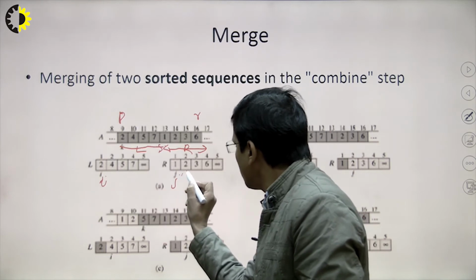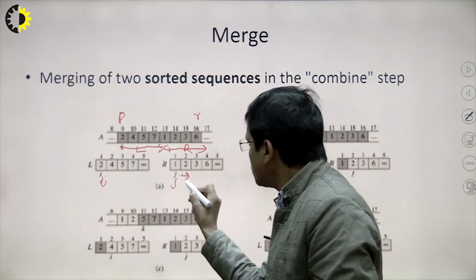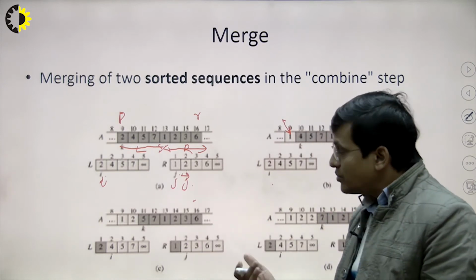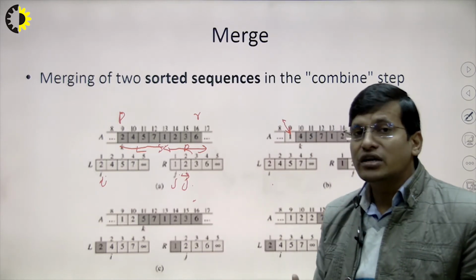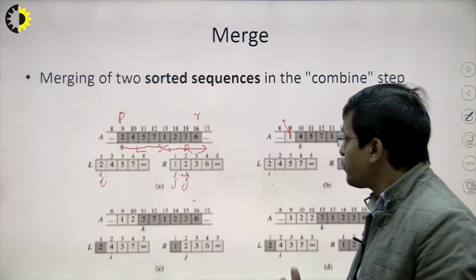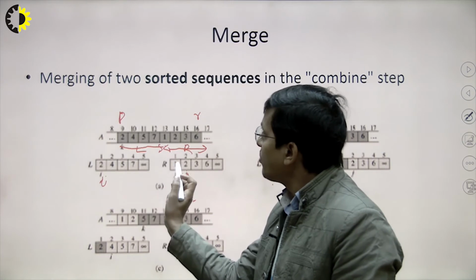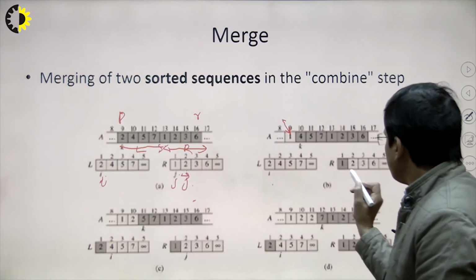So you have to move J forward, right? So now J will be here. Basically we are incrementing this value. I am just telling this so we can understand how to code this function. Here J is initiated because 1 is transferred from R to A. So now J is here.